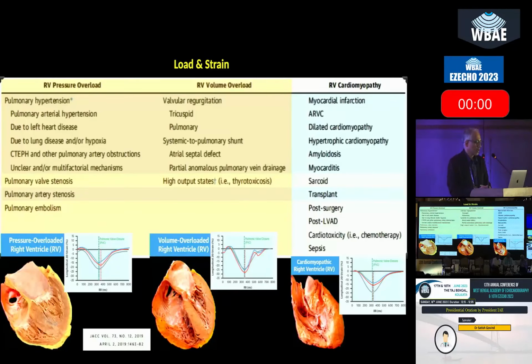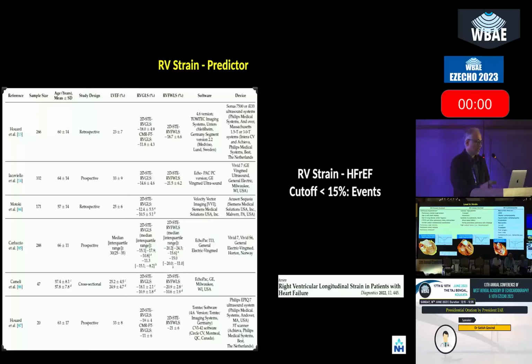Now, when you start looking at the RV strain itself, this is how it starts to look. With pressure overload, the RV strain comes down, but with volume overload, it is still sort of maintained, but in cardiomyopathy, again, it is down.